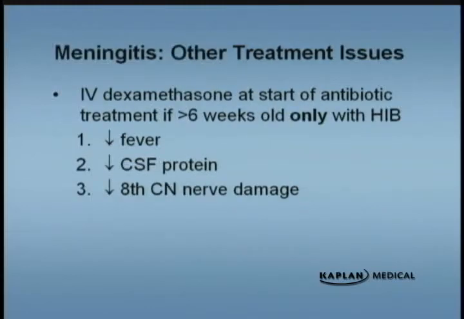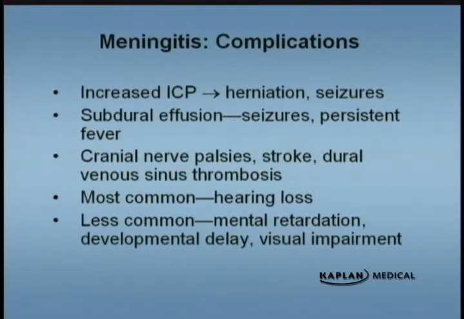Other issues for treatment of meningitis includes dexamethasone. Dexamethasone has been shown to decrease sequelae of meningitis, especially in H-flu type B. Sequelae can include hearing problems, and the dexamethasone given early on seems to help decrease the development of these sequelae. Complications of meningitis include increased intracranial pressure, which can lead to herniation and or seizures.